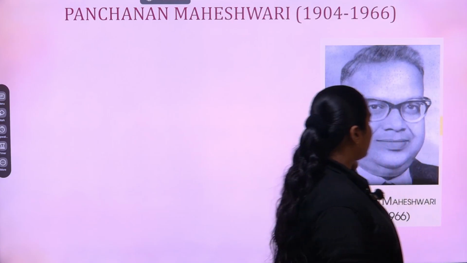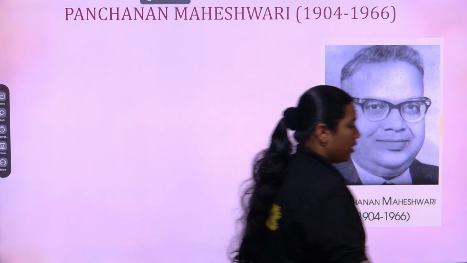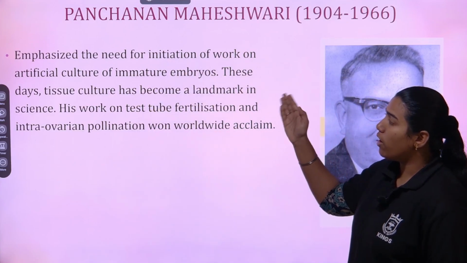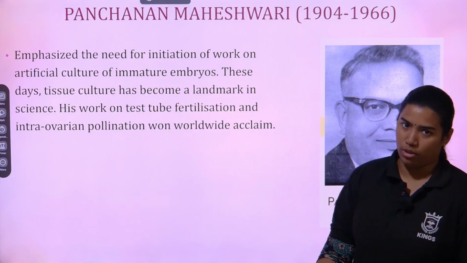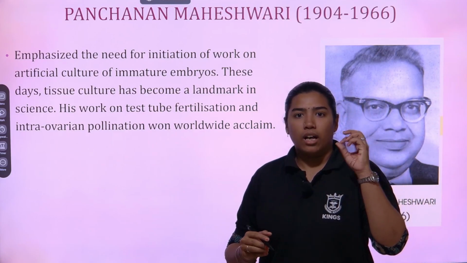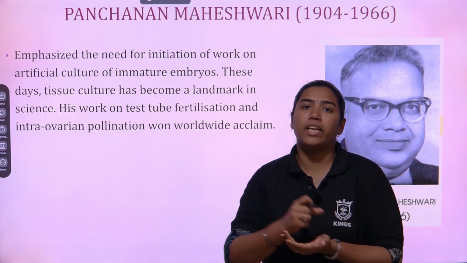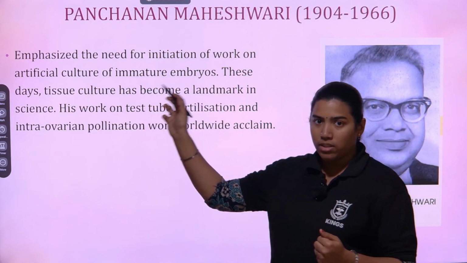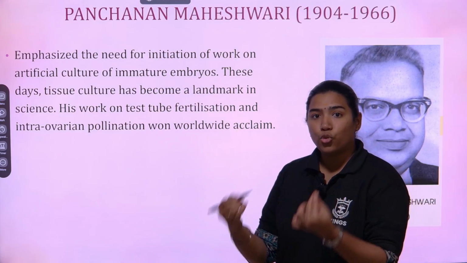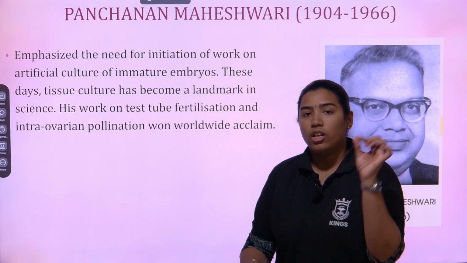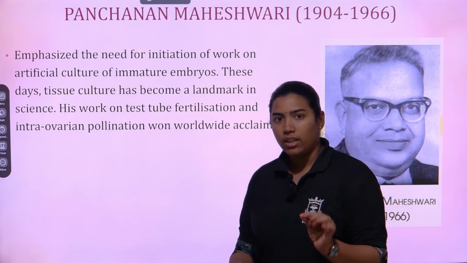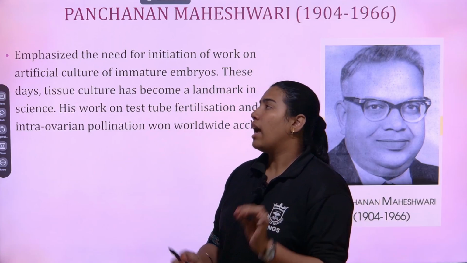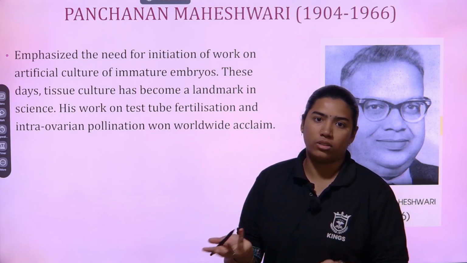So this is his picture. You can find it in the NCERT. Now let's see. He emphasized the need for initiation of work on artificial culture of immature embryos. Immature embryos means if an embryo takes like one month, we take it midway, somewhere around 75% of development. We provide the necessary nutrients in a lab environment. We take the embryo from the plant, give it the necessary conditions to grow in an artificial environment in labs, and make it develop into a plant or a tissue.